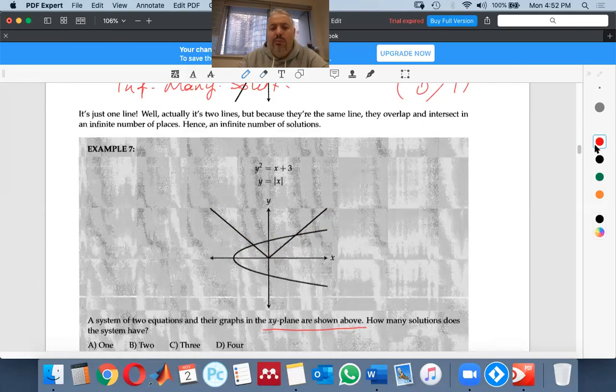Let me explain one more time. The first equation is an absolute value function, which is here. The second equation is this parabola, a parabolic function. So red and green, where is it common? Here and here. Do we have anything else? No. For that reason, 2.